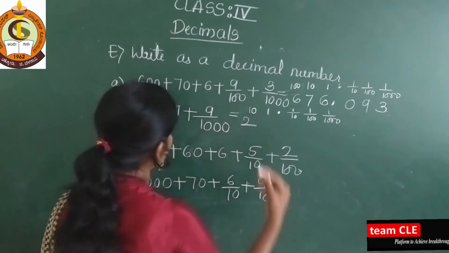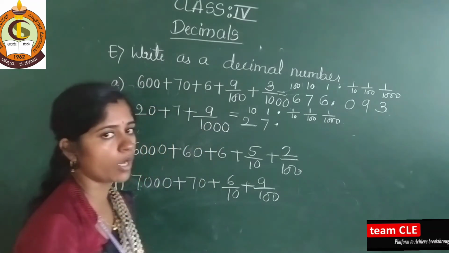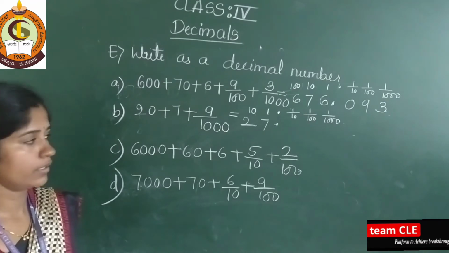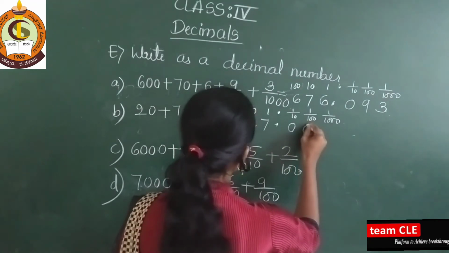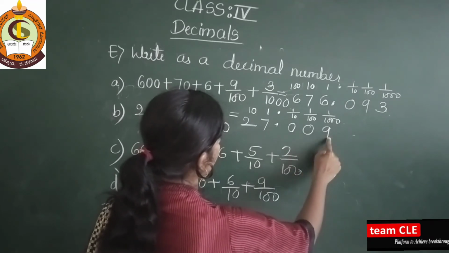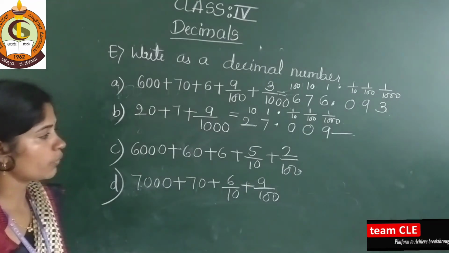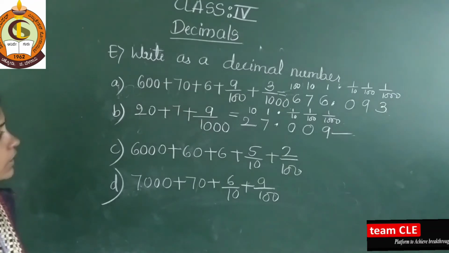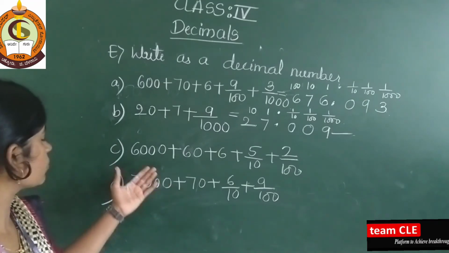So write here 2. 7 ones means you write here 7, and here just you need to observe, 10th place also not there and 100th place also not there. So what we have to do, in that place you have to put here 0, 0, and here you write 9. So 27.009 will be the answer. Okay, I hope you are getting my point. 27.009 is the answer. Why I wrote there 0, understood? Because in tens place and 100 place there is no digit. Next we move to the next one.